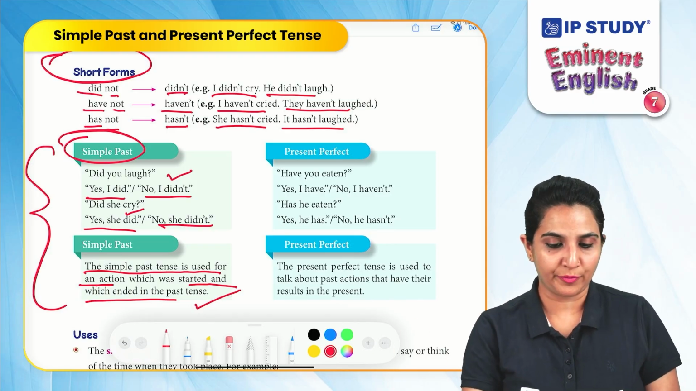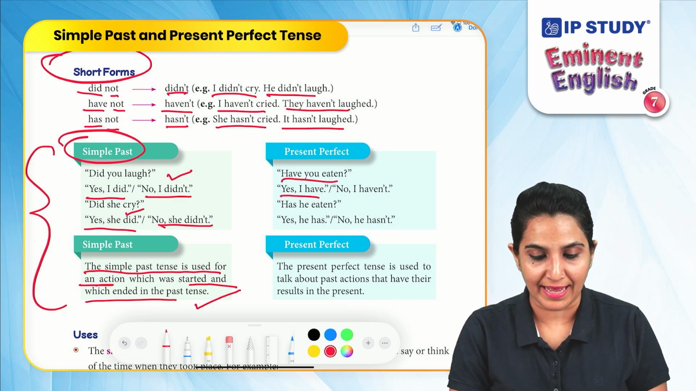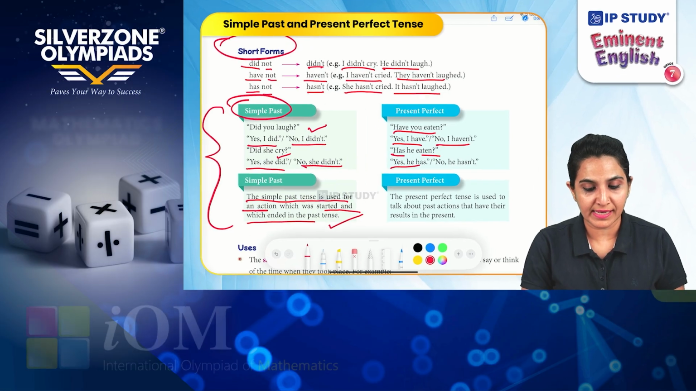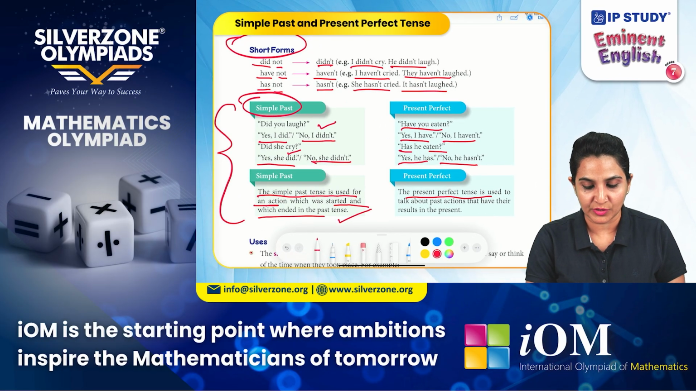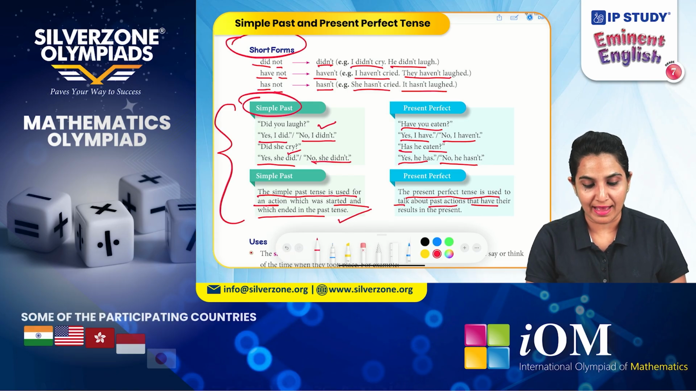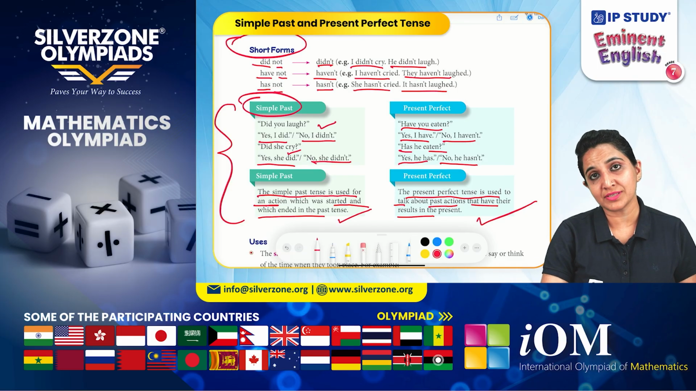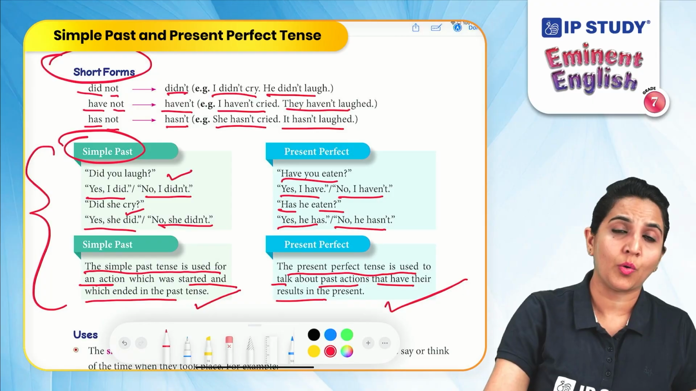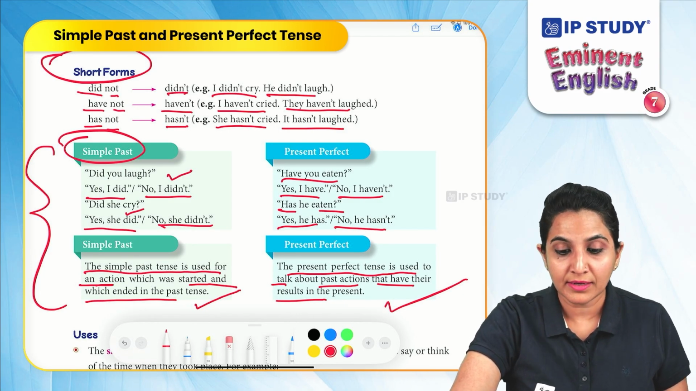With the present perfect, for example, have you eaten? Yes, I have. No, I haven't. Has he eaten? Yes, he has. No, he hasn't. The present perfect tense is used to talk about past actions that have their results in the present. That means the actions have happened in the past, which is some time ago, but their results are still connected in the present.